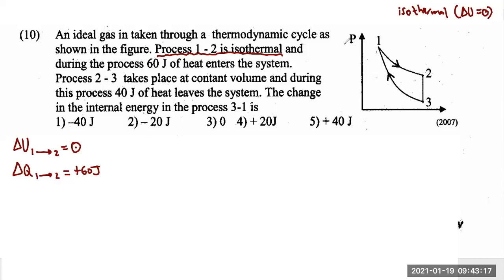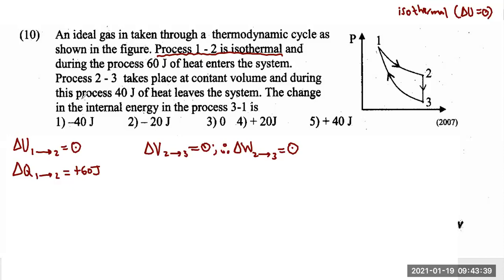Now, the arrow is missing in the diagram. Process 2 to 3, you can see it's a vertical line. Therefore, volume is constant. Then what is the conclusion we can make using that? Delta V from 2 to 3 is 0. So the conclusion is delta W from 2 to 3 must be 0.